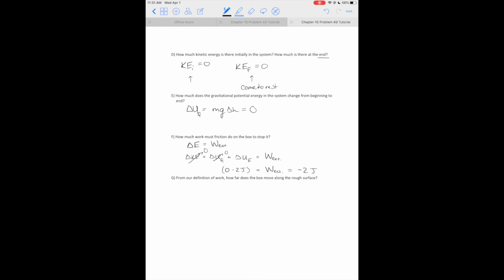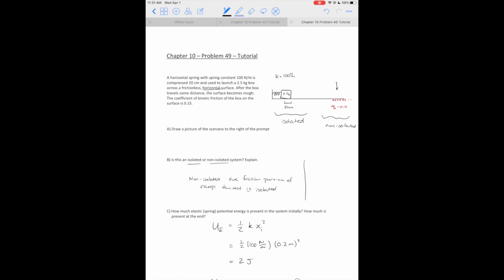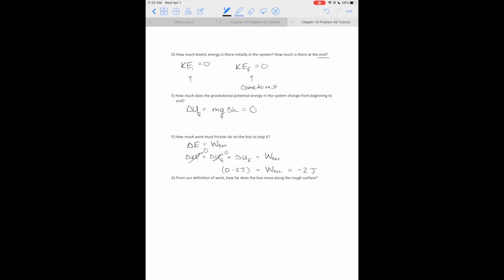Lastly, from our definition of work, how far does the box move along the rough surface? That's what's interesting about when we consider energy. If there's no external work being done by the environment, it does not matter how far the distance is between the starting point of the block and the friction-filled area. I don't care, because there's no friction there, there's no change in kinetic energy. It's as if it's as close or as far away as we need it to be. So the only place that displacement actually matters here is along the rough surface.